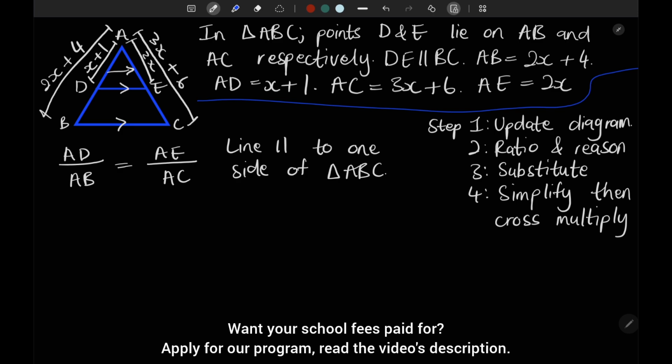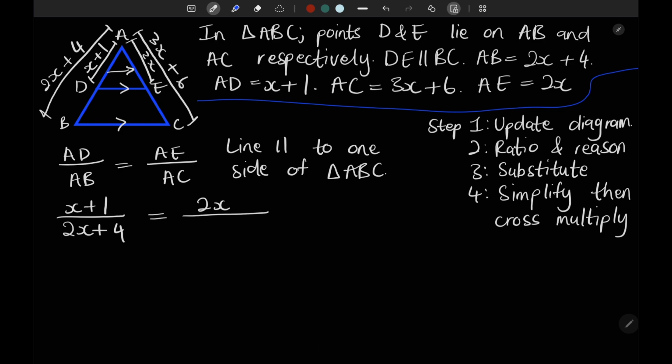Okay, we've completed the second step. What's the third one? We substitute. We have AD, what's AD? X plus 1 over, what's AB? 2x plus 4 is equal to, what's AE? 2x over, what's AC? 3x plus 6.